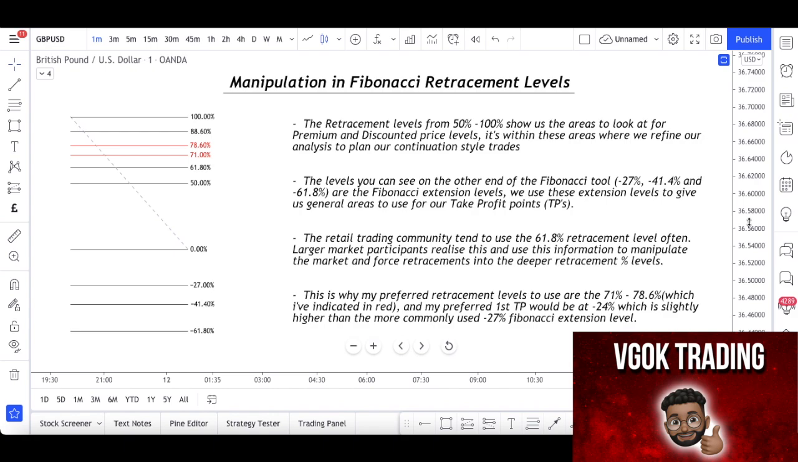Now, something you guys may or may not have come across before in your trading journey is that the retail trading community tends to use the 61.8% retracement level rather a lot. They use it quite often. The issue with this is that a lot of people will be trading in the exact same way, and as a result, a lot of their stop losses are going to be grouped in very similar areas.